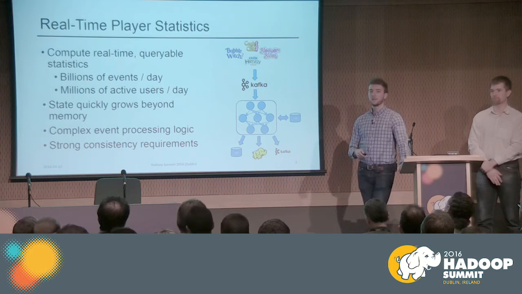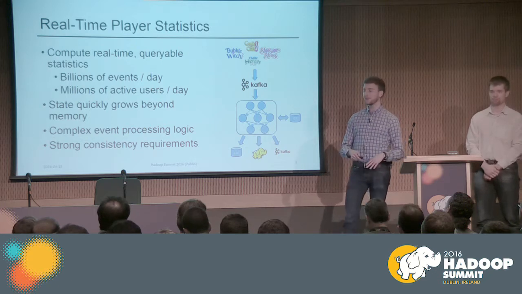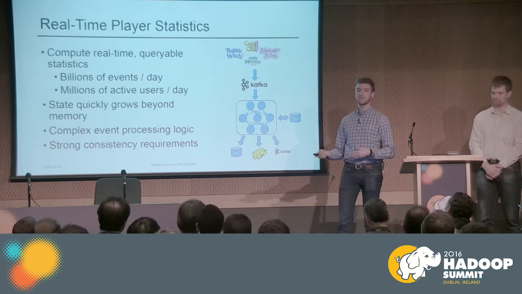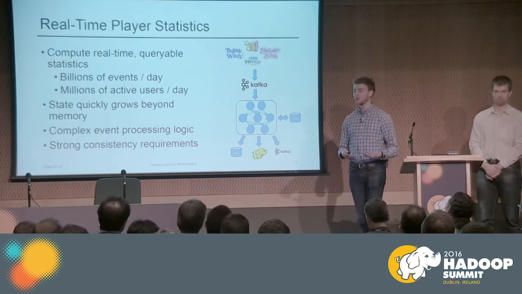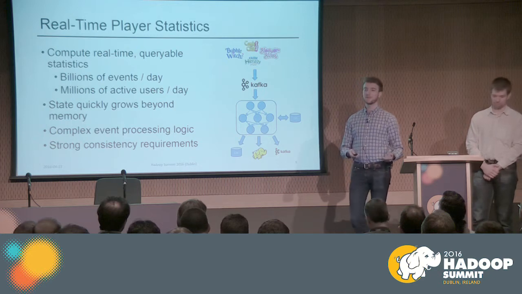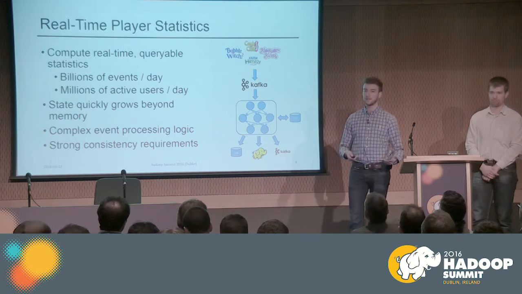Also, we don't just want to do some very simple things. That's not enough for us. We want to do as complex analytics as we want. So basically, the data scientist should tell us what we need to do on the stream. And of course, this application comes with strong consistency guarantees. So repeating events in a system which can only guarantee at least once semantics is not good enough for us.